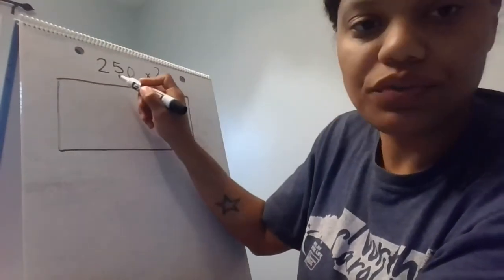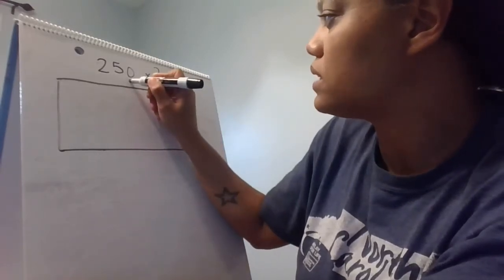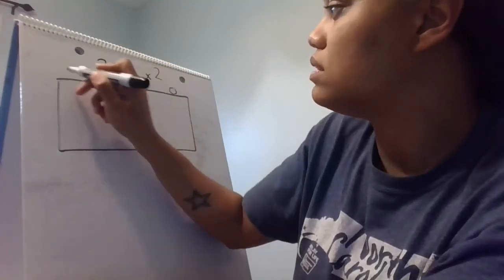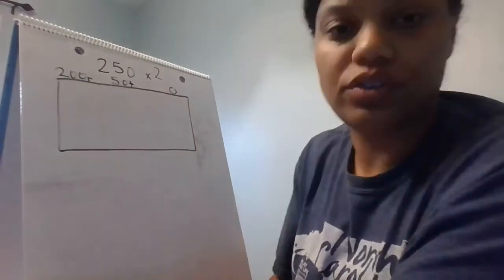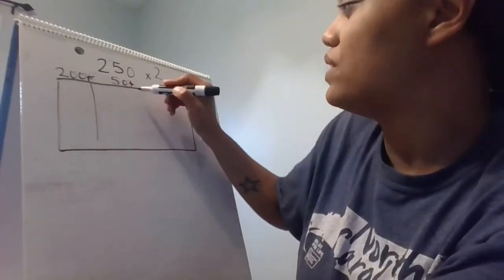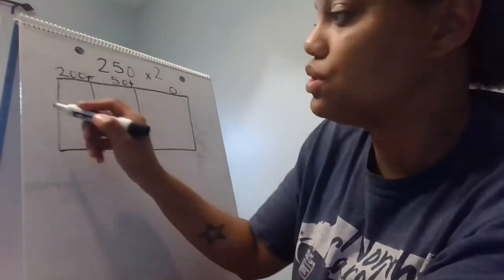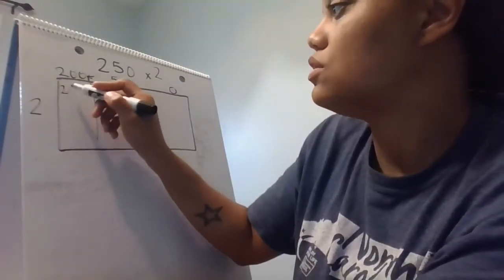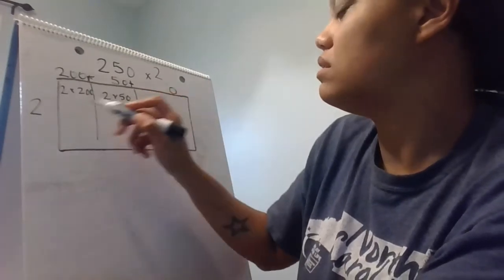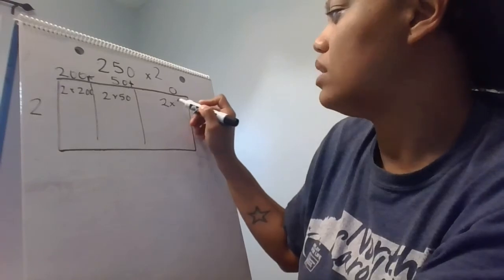So the value of 250, that 0 in the ones is worth 0. 5 tens is 50, plus 200 is worth 200. So 200 plus 50 plus 0. And I'm multiplying it times 2, so I put the 2 out here. 2 times 200, 2 times 50, and then 2 times 0, which is easy.